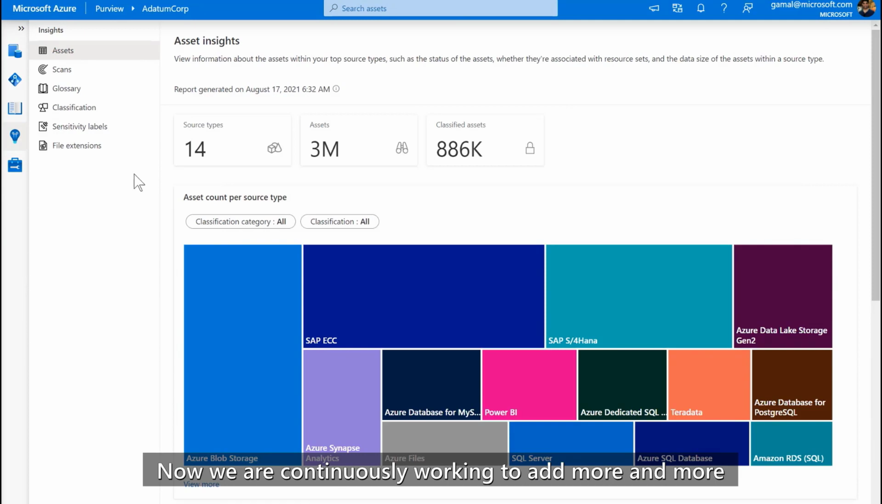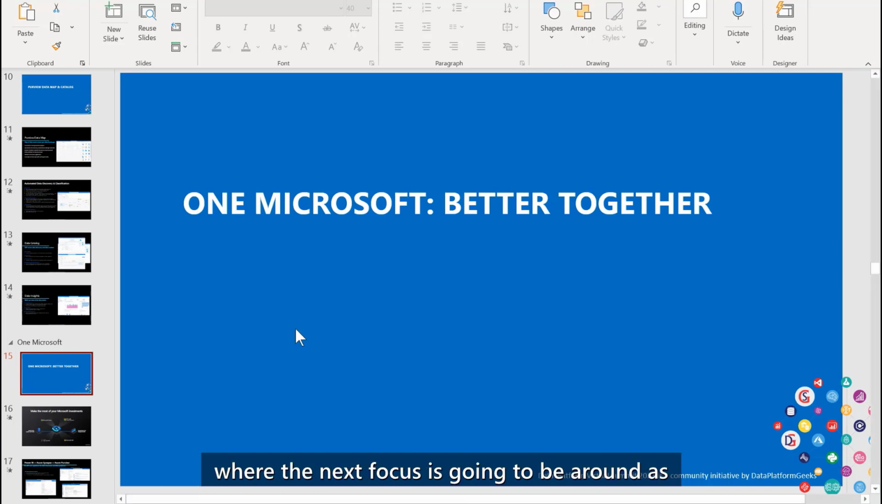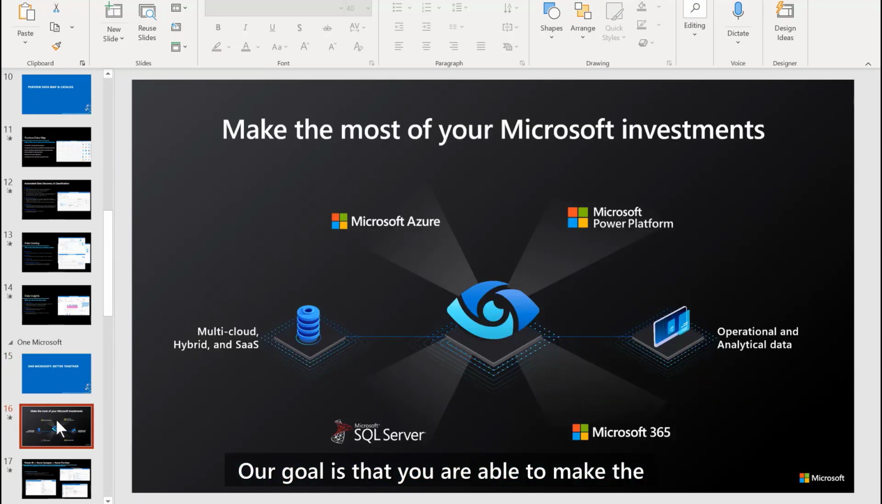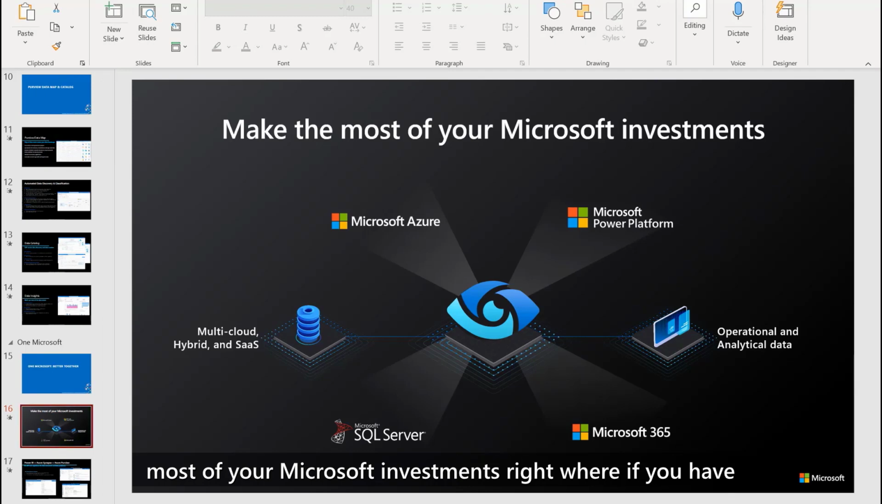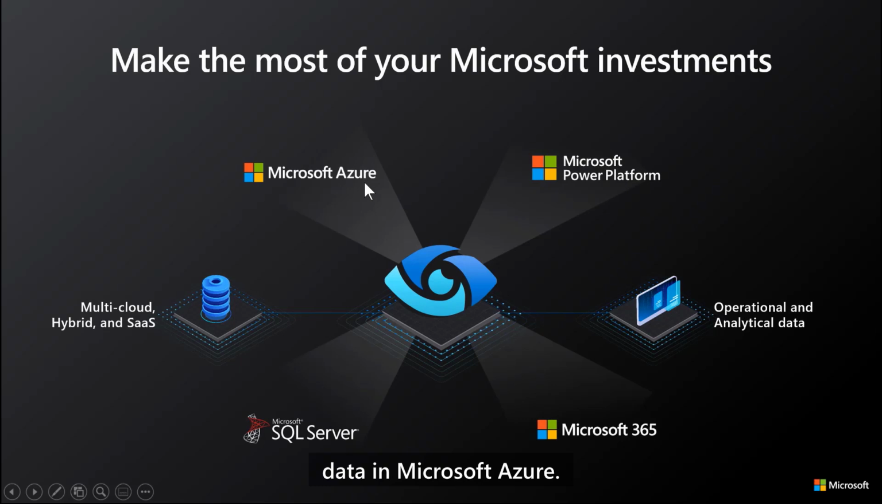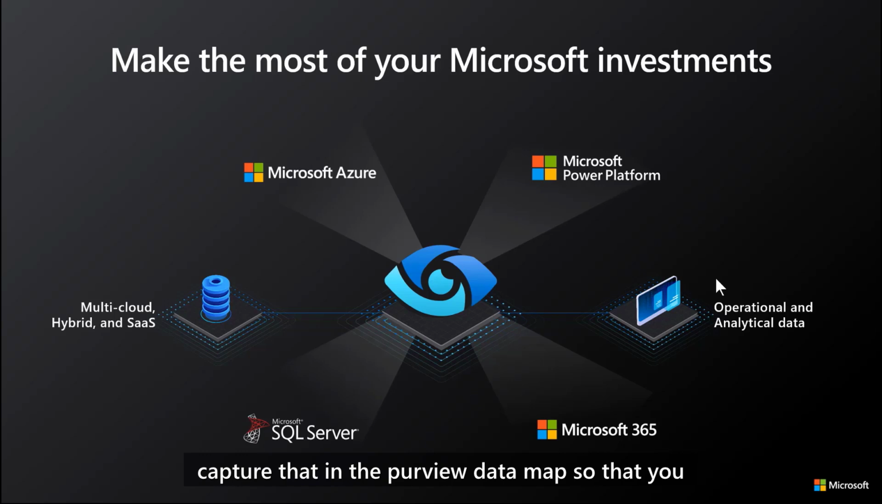Now we are continuously working to add more and more reports here to provide those insights into your hybrid data estate. All right, so I'm going to switch back to the presentation, where the next focus is that, as part of Purview, our goal is that you are able to make the most of your Microsoft investments, right? If you have data in Microsoft Azure, or data across hybrid, which means your on-prem sources, your SaaS sources, your multi-cloud sources, SQL Server, M365, operational and analytic data, all of that, our goal is to be able to capture that in the Purview data map so that you can discover that information.